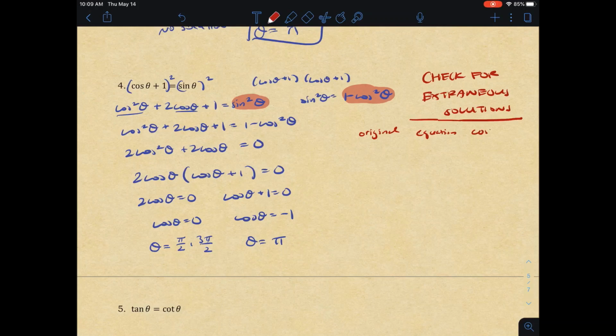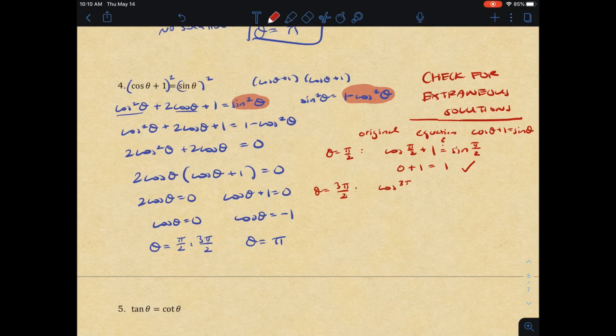The original equation was cosine of theta plus 1 equals sine of theta. And then from there, we're just going to check our answers. And this is something similar to what we did in the very first example in the last video, right? So starting with theta equals pi over 2, I'm just going to plug it in. I'll get cosine of pi over 2 plus 1 equals sine of pi over 2. Again, we have a question mark here, right? Do we get a true equation? Cosine of pi over 2 is just 0. 0 plus 1 equals 1. This is definitely true.